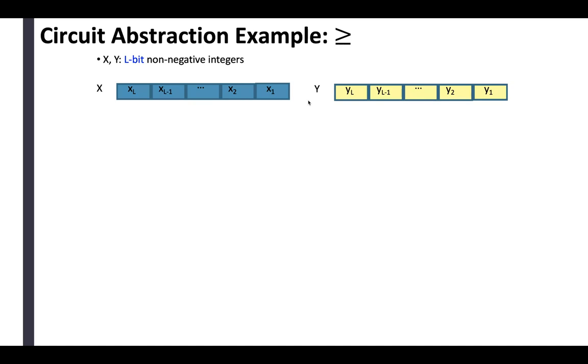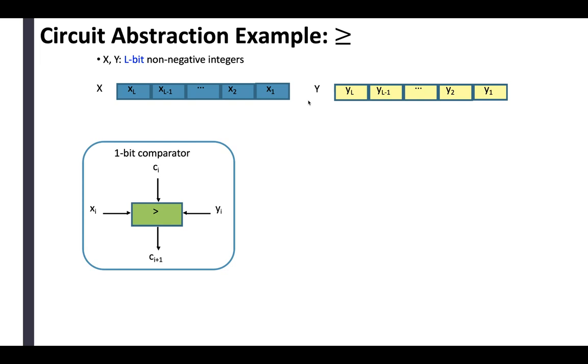So let's see what will be the circuit representation for greater than or equal to. The inputs to this function are x and y, which are L-bit non-negative integers. You can see on the screen the L bits of x as well as y. Now as a first step to build the circuit, I give you one tool, called a one-bit comparator. It takes 3 bits, a carry bit Ci and 2 inputs xi and yi, and it outputs one single bit, which is Ci+1, the carry bit for the next level. Now how does it work? The carry out will be 1 if and only if the bit xi is strictly greater than yi, or the 2 bits xi and yi are the same and Ci, the carry-in bit, was 1.